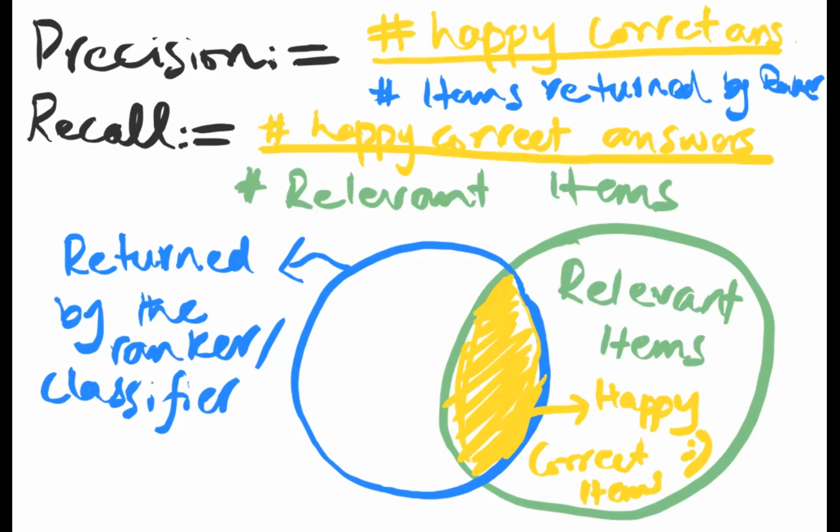Wouldn't it be? Because I return all relevant items, but I return even more items. So my precision would be low, but my recall would be high. Exactly. Sorry, that would be the other way around. You're right.